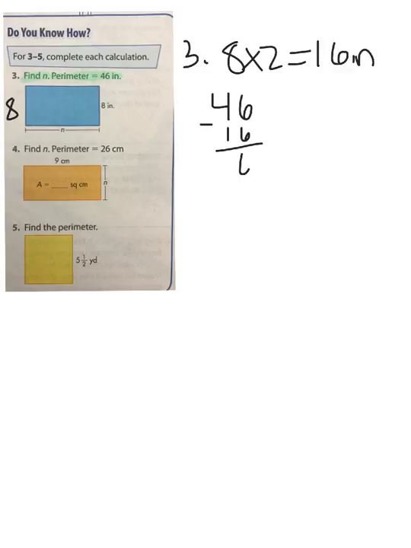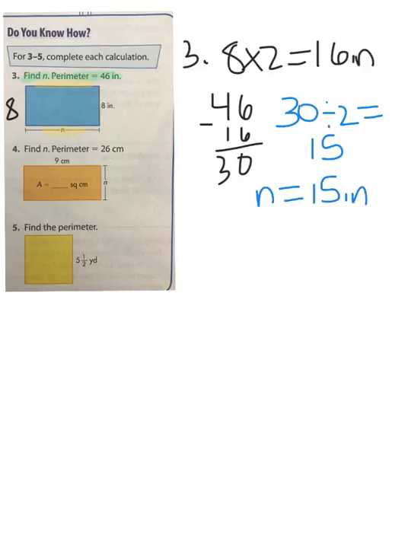So if I subtract, I get 30. So both of these sides right here, this side and this side, are going to be 30 together. Since they're both going to be 30 together, the last step that I have to do is divide. So I'm going to take the 30 that I have and divide it into 2 equal groups, and I would get 15. So n is going to equal 15 inches. So if this side is 15, if I added up all the sides, I would end up with 46.